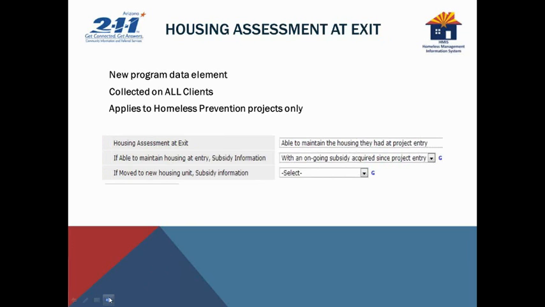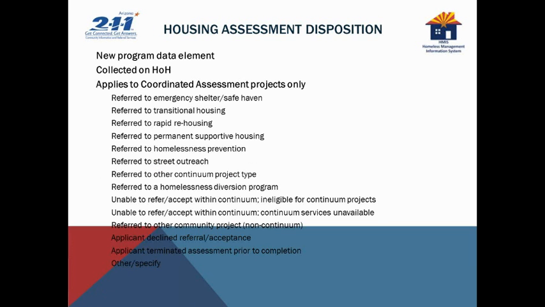Then there is the housing assessment at exit. This is only required of homeless prevention projects at exit, but again, it must be collected for all clients, adults and children. The next one is housing assessment disposition. This is a new program element collected on the head of household only, and it only applies to coordinated assessment projects. So basically, once you assist someone and you're going to refer them out, where did you refer them to, or did they decline services?